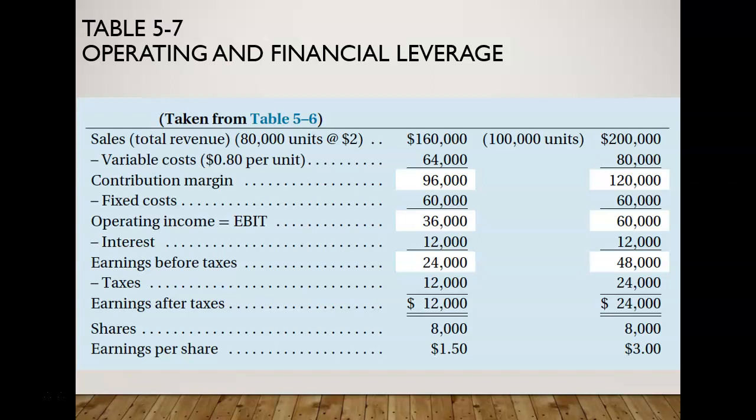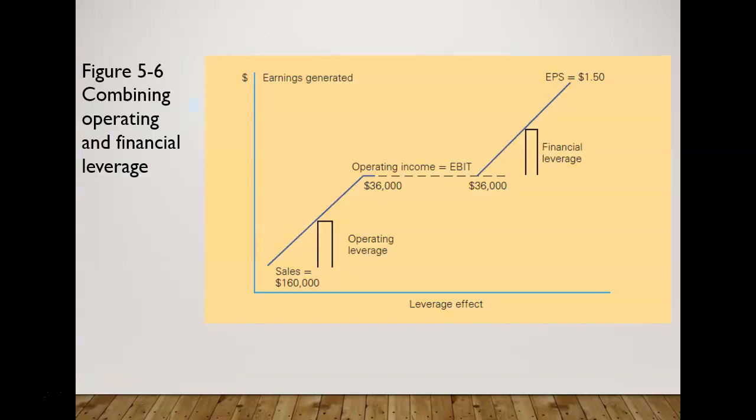Equally, our contribution margin would be different. We have $120,000 contribution margin because the number of units sold increases. And then we also have operating income, EBIT, being higher because we have sold more units.